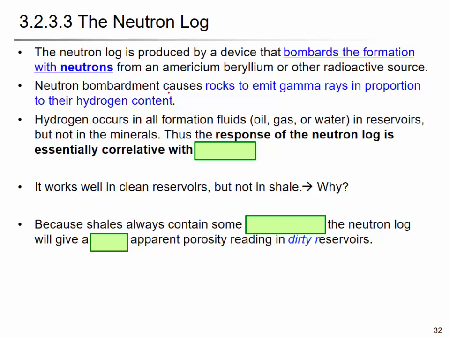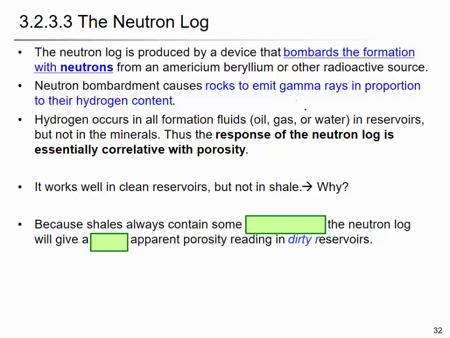And neutron bombardment causes the rock to emit gamma rays in proportion to its hydrogen content. Hydrogen occurs in all formation fluids, oil, gas, and water, but not in the minerals. For example, calcium carbonate is CaCO3, right? And quartz is what? Silicon dioxide, so it doesn't have hydrogen. The fluids have the hydrogen, like hydrocarbon, methane gas, or water. So the response of the neutron log is essentially correlated with the porosity.